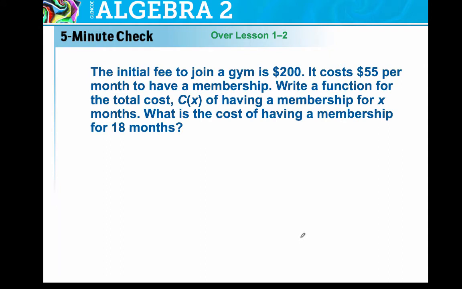The initial fee at a gym is $200. It costs $55 per month to have a membership. Write a function for the total cost, C of x, of having a membership for x months. What is the cost of having a membership for 18 months?